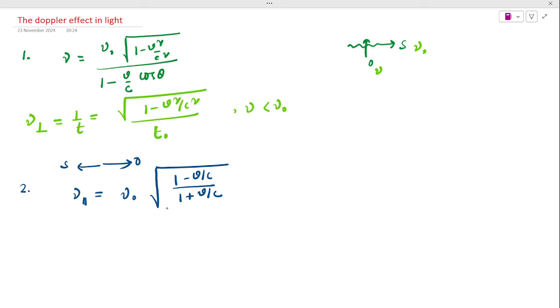And the another one, both observer and the source moving together, source and observer. So ν approaching is equal to ν₀, just reverse here, 1 plus v/c by 1 minus v/c.